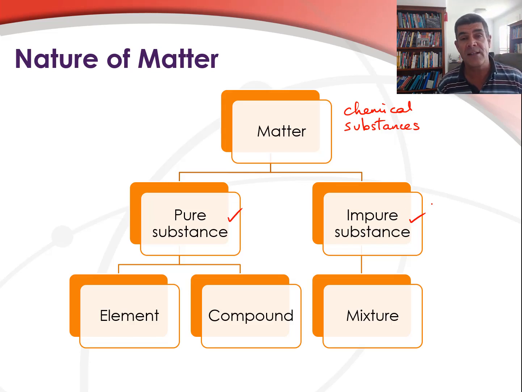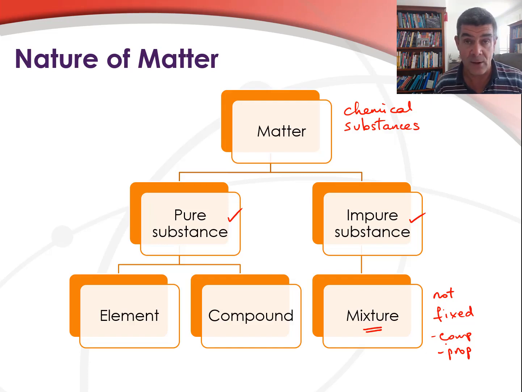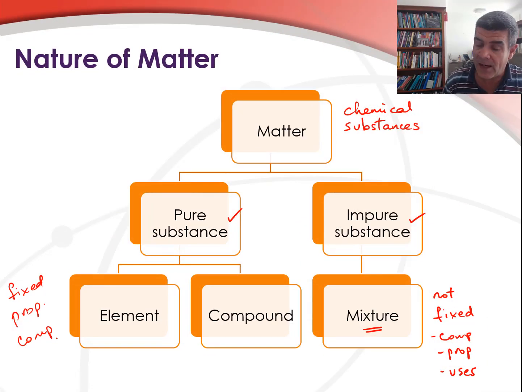If we are able to break these down a little bit further, we can see that the impure substances are mixtures. Now, mixtures are not fixed either in terms of their composition, their properties, and so on, and even things like their uses. On the other hand, pure substances are fixed both in terms of their properties and composition.